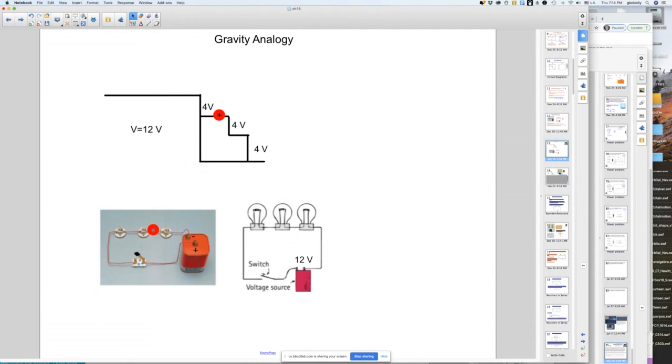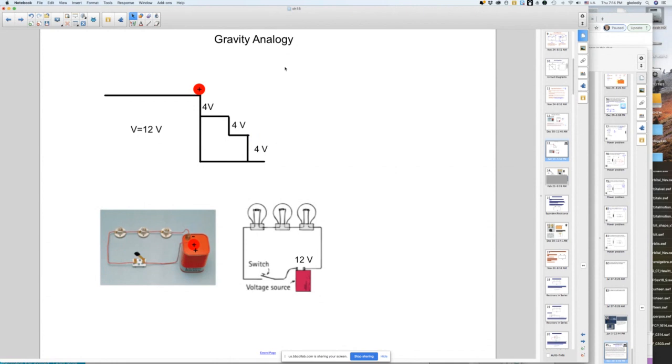And then it goes through the next one. It drops another 4 volts, because these are identical bulbs. So the voltage across each one is going to be the same. And then it drops across this one. And then, of course, it's on the ground. It's petered out. But the battery comes to the rescue, gives it energy, and it can start again on the other side. The battery does work to bring it back up, and here we go again.